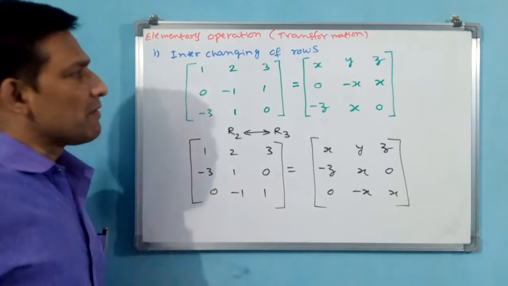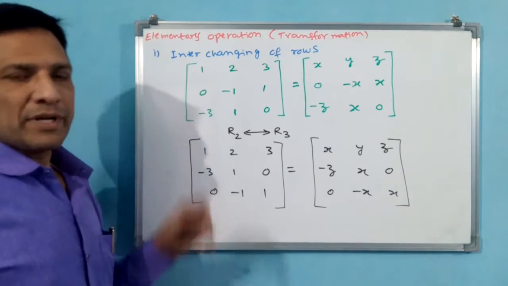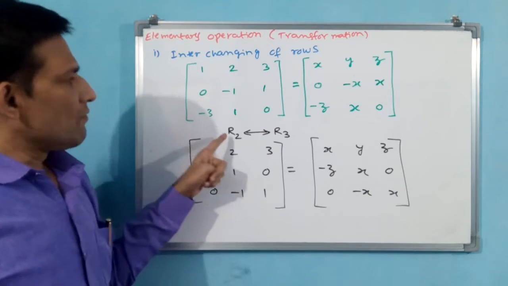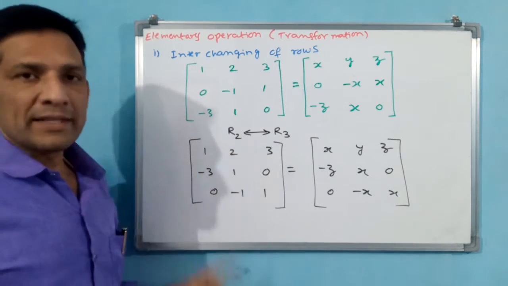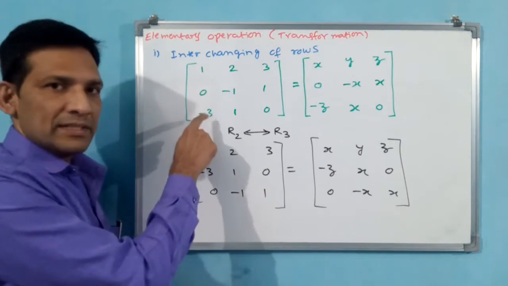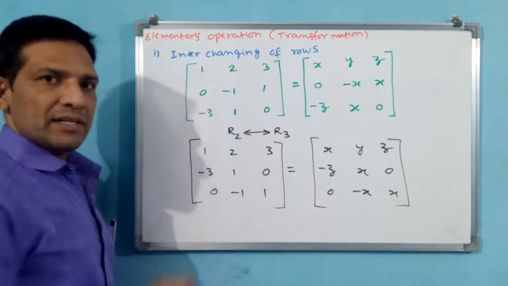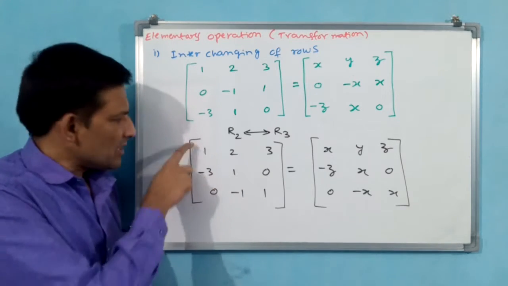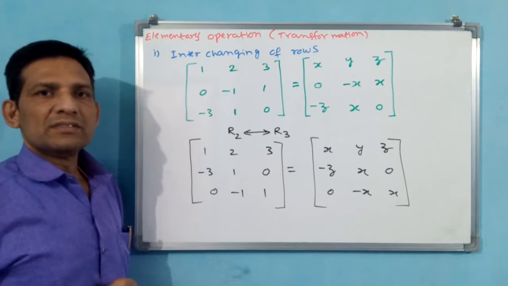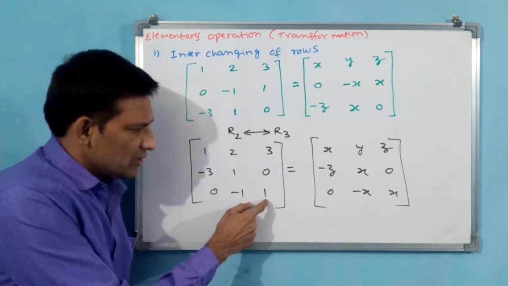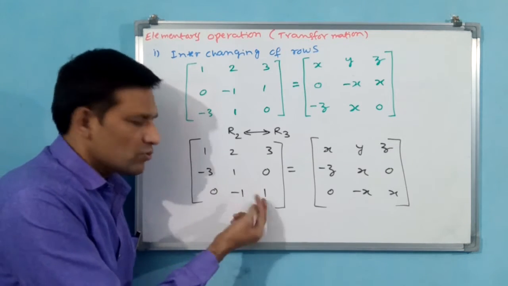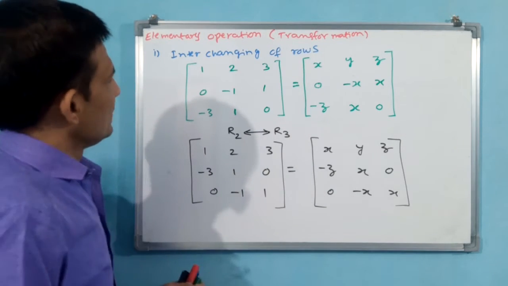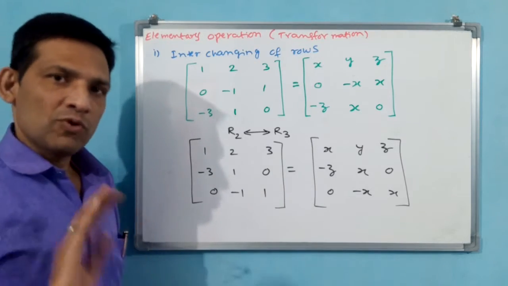Let us see one by one. First step, have you understood? First elementary operation is interchanging of rows. What we have changed? We have changed R2 to R3. Now we have seen R2, R3. Column we will see R1 and R3 also. R2, R3 we can change, R1, R3 we can change, R1, R2 we can change. Columns also, C1, C3 we can change, C1, C2 we can change, C2, C3 also we can change. We will see that operation also. Now interchanging of rows we have understood.